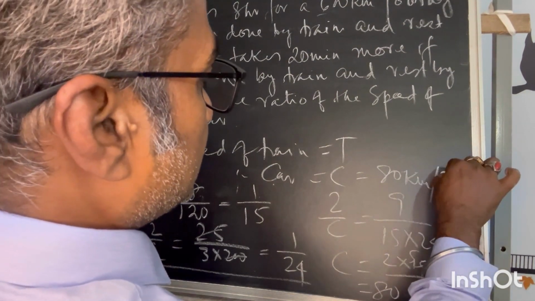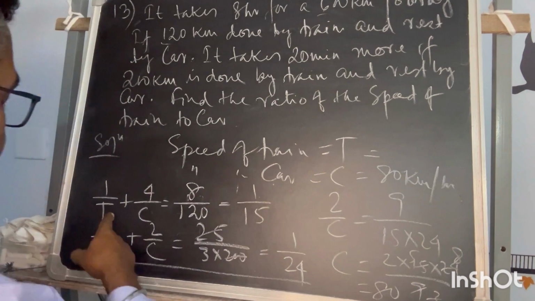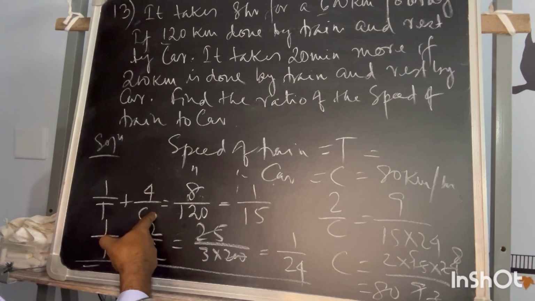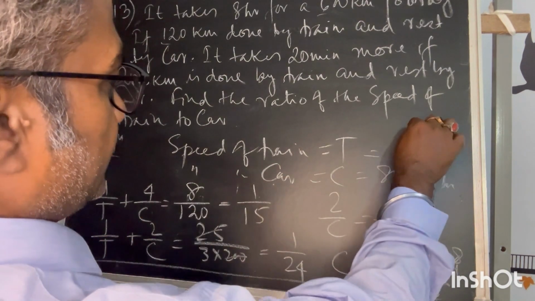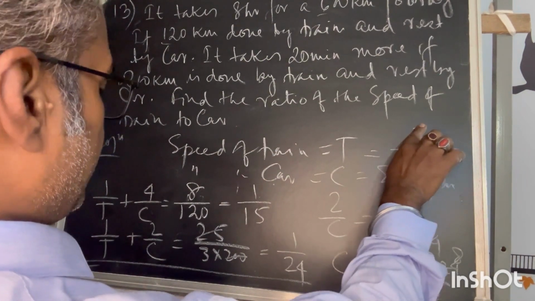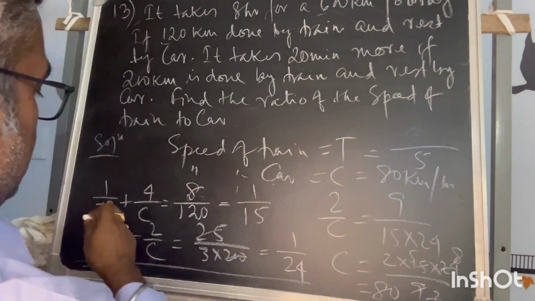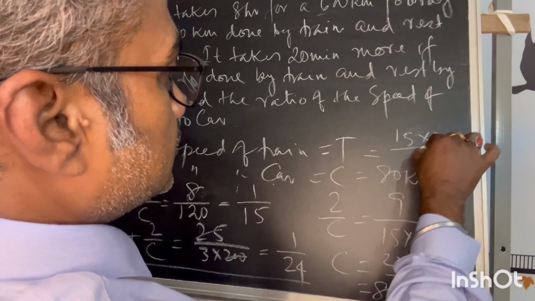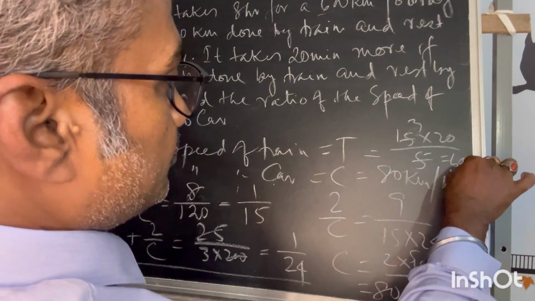kilometer per hour. And for t, if I put c equal to 80 there, that means 1 by t is 1 by 15 minus 1 by 80, which is 1 by 20 by 15 into 20, and that is equal to 1 by t, so t is equal to 60 kilometer per hour.